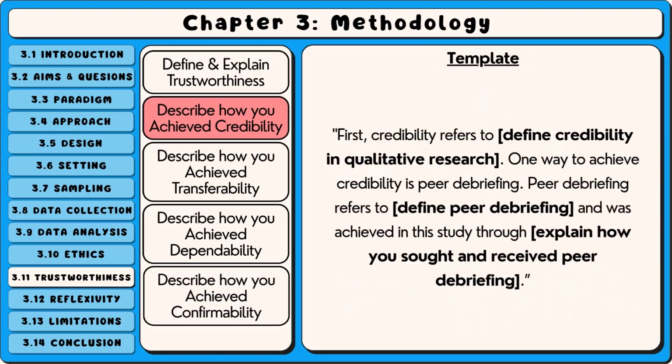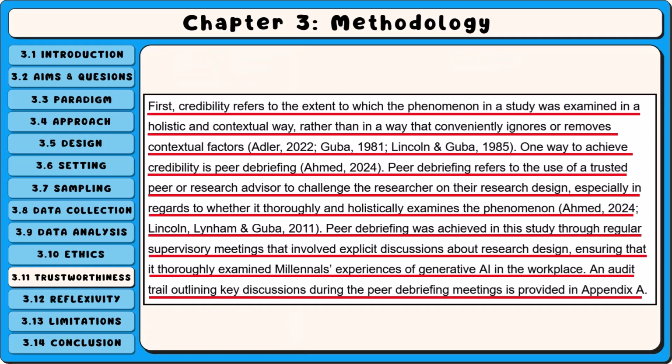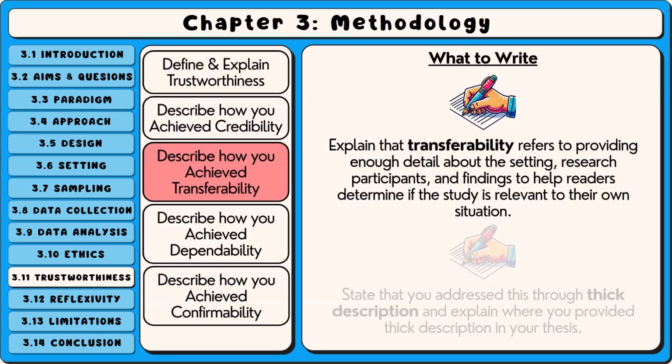Here's a template. First, credibility refers to, and then define credibility in qualitative research. One way to achieve credibility is peer debriefing. Peer debriefing refers to, and then define peer debriefing. Peer debriefing was achieved in this study through, and then explain how you sought and received peer debriefing. Here's an example. It's quite long, so you can pause the screen if you want to read it, and I'll move on to the next section, which is describing how you achieved transferability.